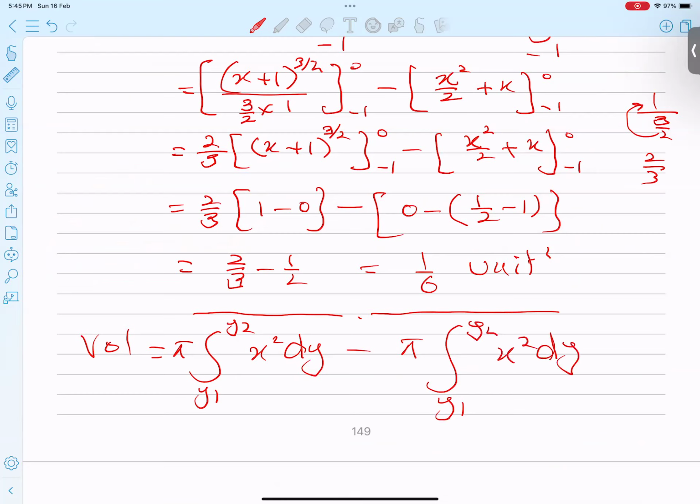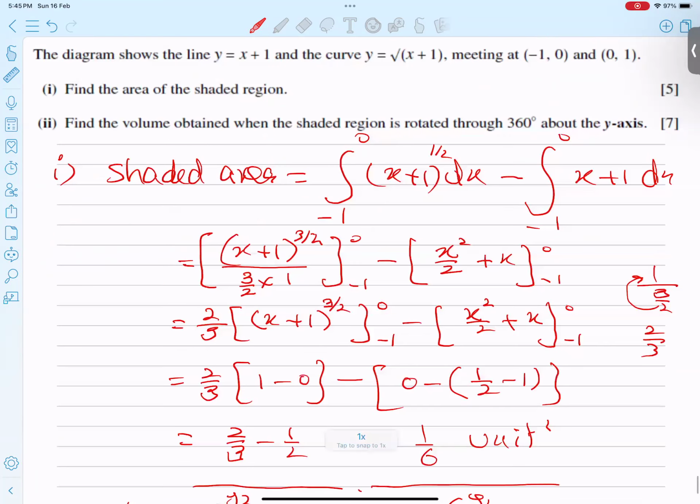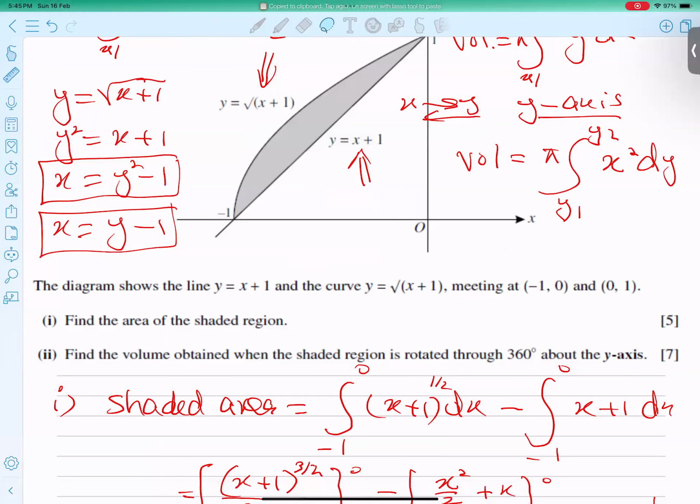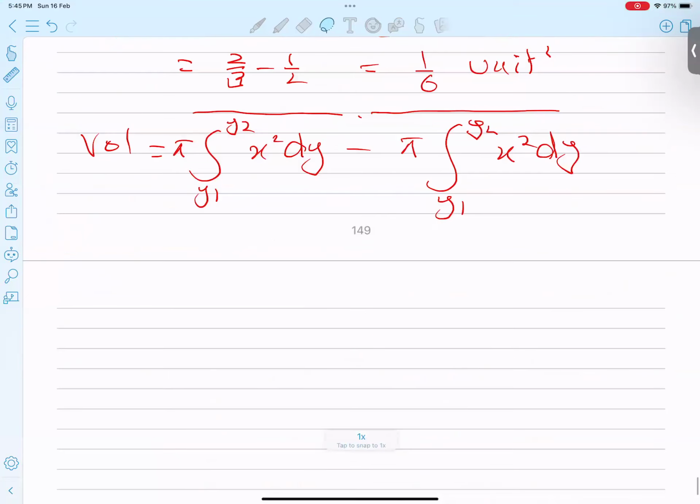Now students, let's start. What is the upper equation? The upper equation is this, y squared minus 1. So I'm copying it, y squared minus 1. When I copy it here, y squared minus 1, this is in the place of x. So I will put power 2 on top.